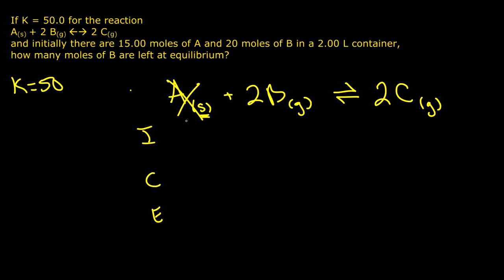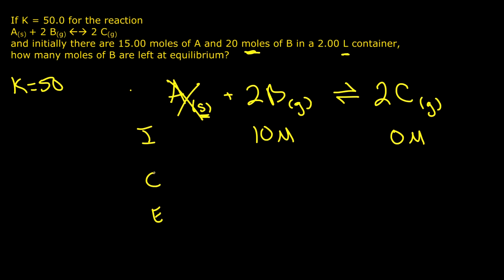So initially, I have a concentration for B at how much? Well, it says I got 20 moles of B in a 2-liter container. Well, we have to have molarity. Molarity is moles divided by volume. So 20 divided by 2 is 10. So B is 10 molar. All right, doesn't say we have any C initially, so we're going to assume this is 0 molar. Now we do have 15 moles of A, but since it's a solid, it really does not matter. So we're looking for how many moles of B are left at equilibrium, which is to say, what is the equilibrium concentration of B.